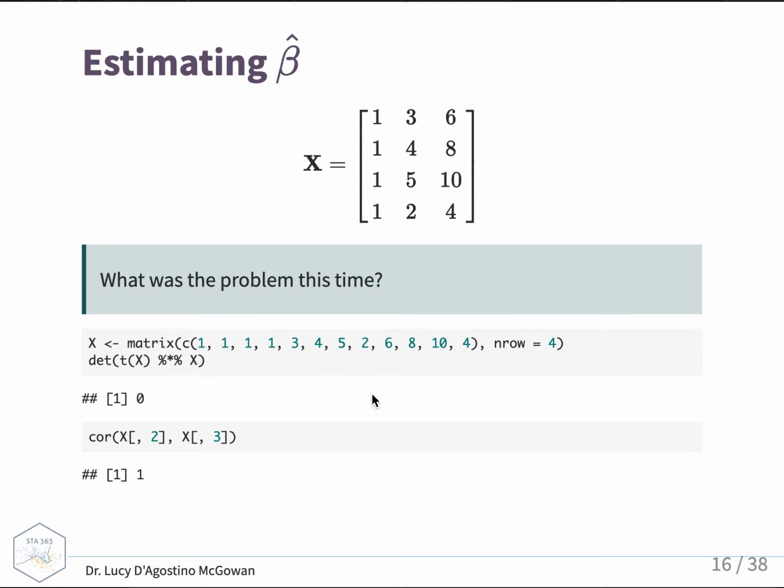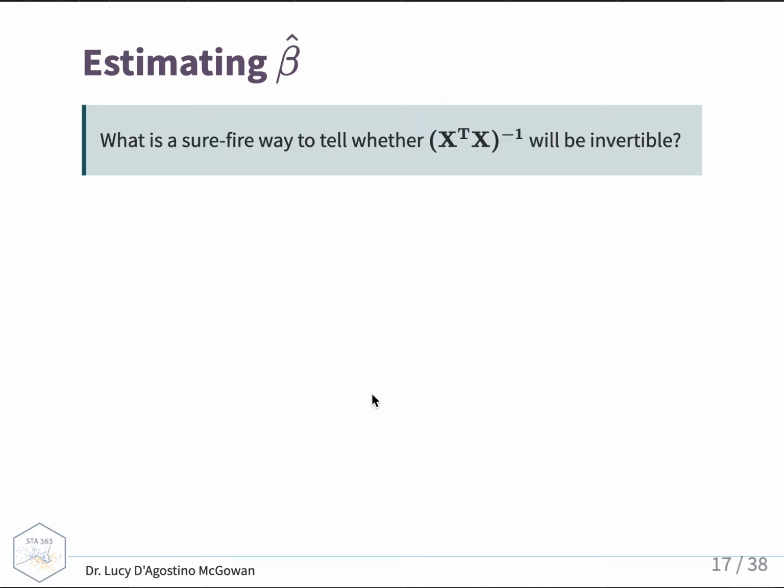And so this problem means that if this were our data that we got and we tried to fit a linear regression model, we would not be able to do it. We wouldn't get an answer. So what's a surefire way to tell whether X transpose X will be invertible? Take the determinant. That is the best thing that you can do to check and see if you're going to be able to invert the matrix.